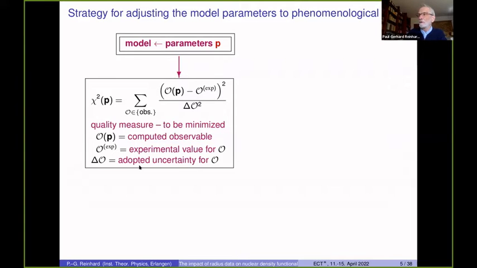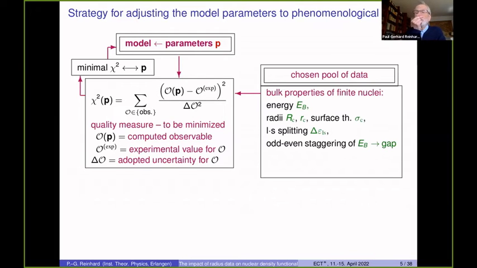That means we have an adopted uncertainty for each observable, and the rule of adopting it is to have a chi-squared per data point of about 1. So this, you know, we minimize chi-squared by different techniques to be sure.